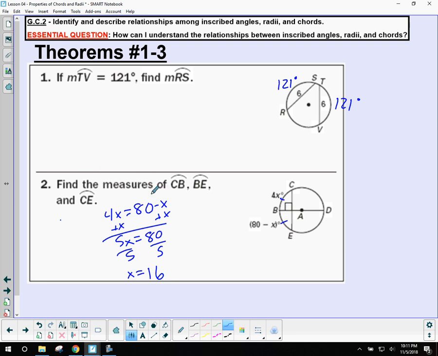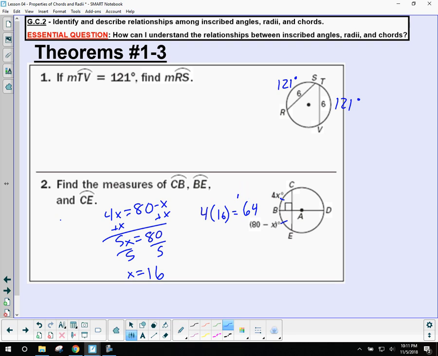So if we look over here, CB, we have to go 4 times 16. And that's going to be, boom, 64. So that's CB. Put measure CB above it.